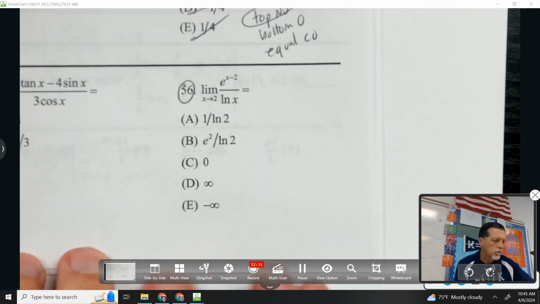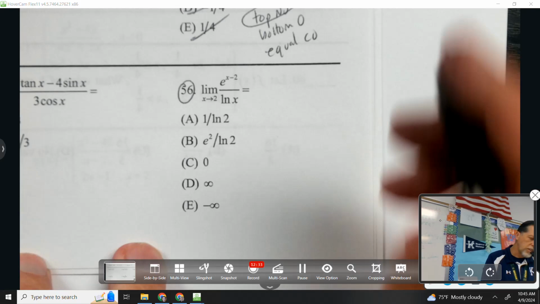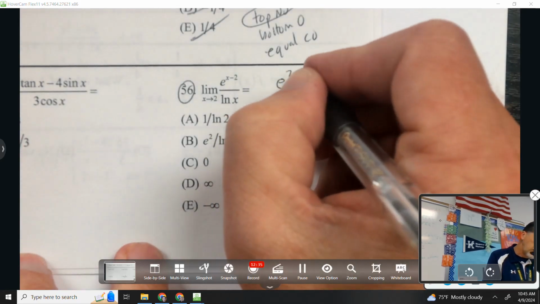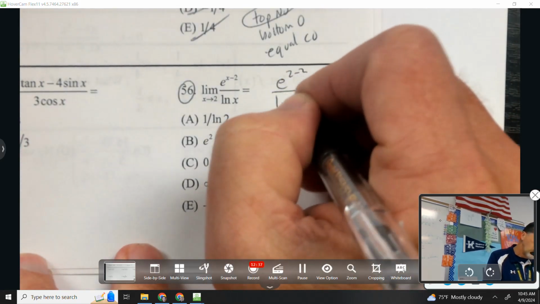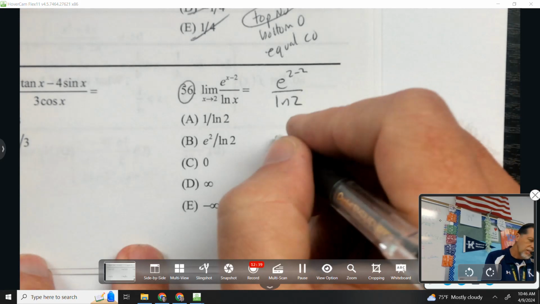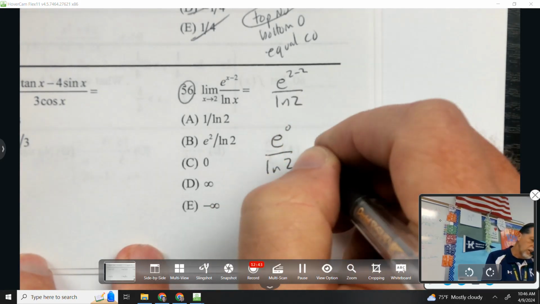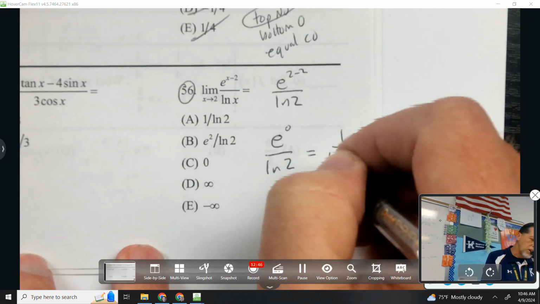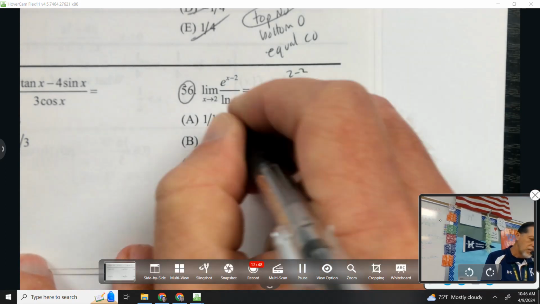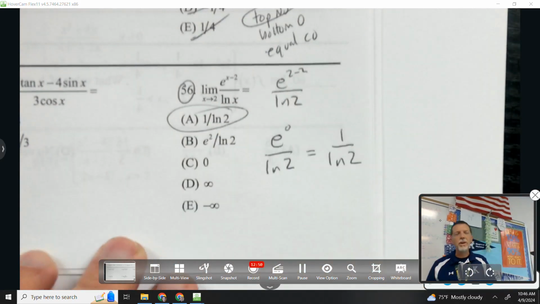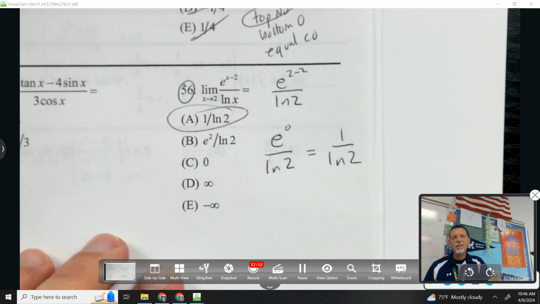What in the world? Again, plug in first and hope that it works. E to the 2 minus 2 over natural log of 2. So that's e to the 0 over natural log of 2. But e to the 0 is 1. So, okay, yeah, that was maybe weird, but that was pretty easy because we didn't have to do any algebra tricks. Just plugged it in and it worked.